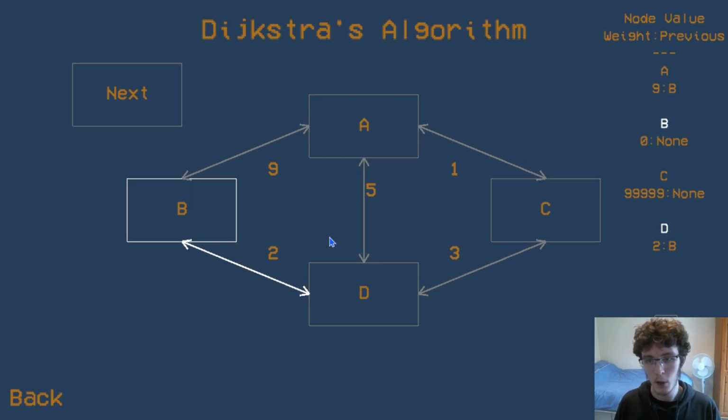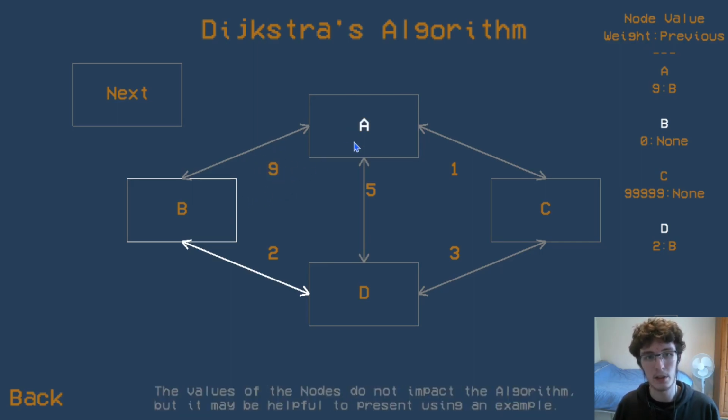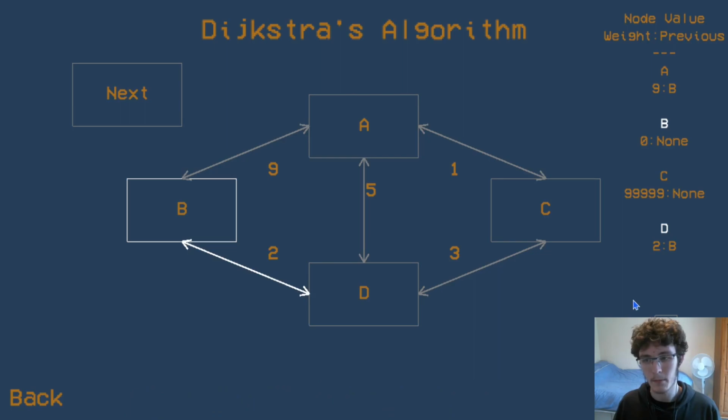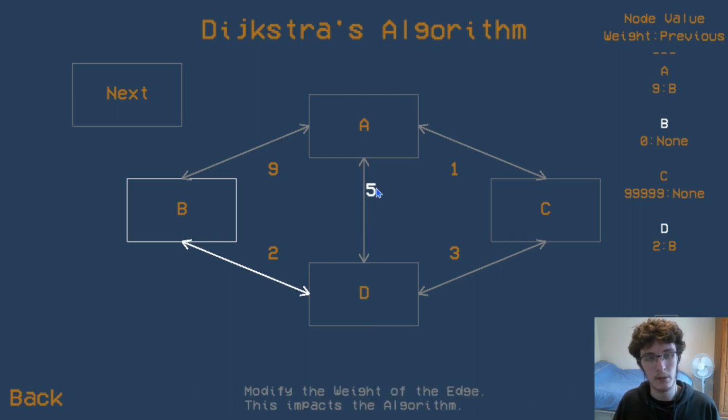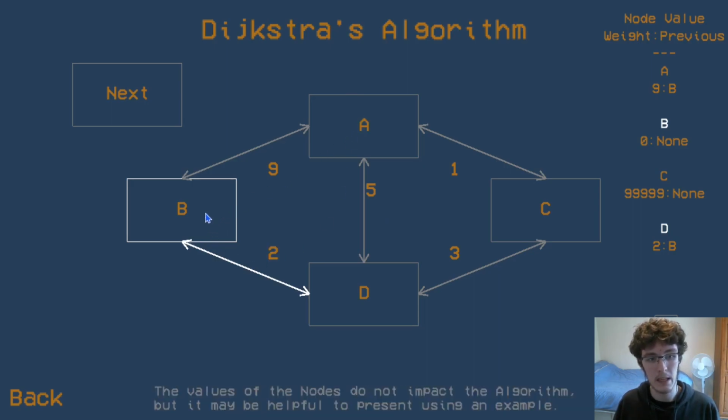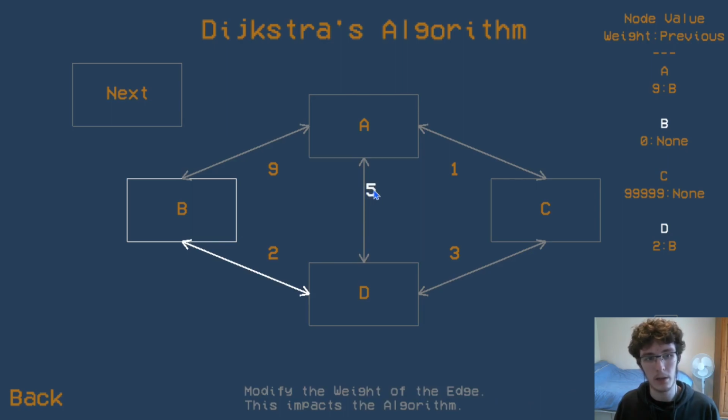Because we need to be careful. When we were going from B, we were noting down the actual weight as the shortest path to A and D. We've got the 9 and the 2. But this time we're going from D, and D is not the starting point. So even though we can reach A from D with a weight of 5, that doesn't mean that we can reach A from B, the starting point, with a weight of 5.